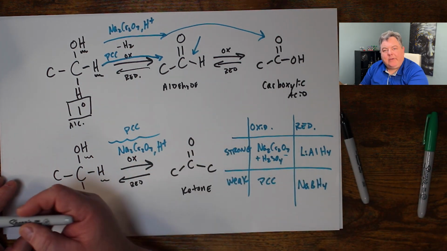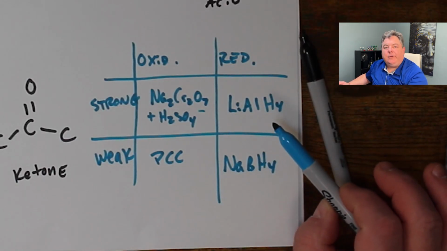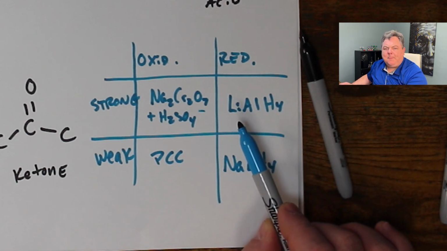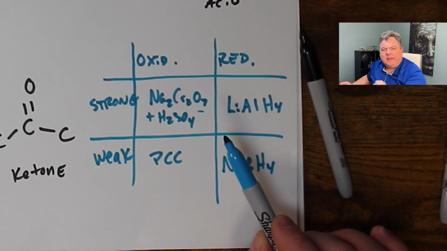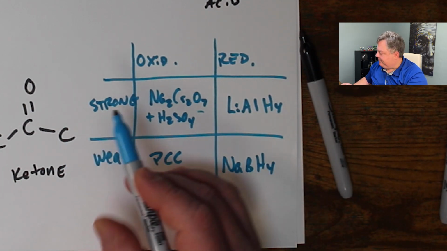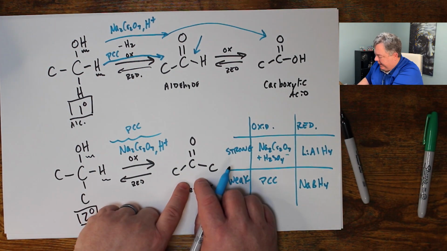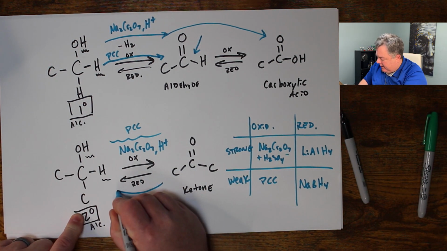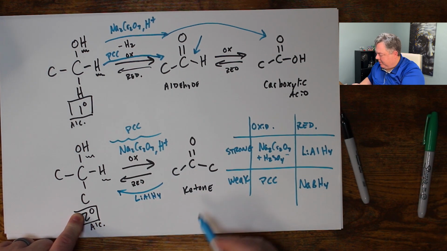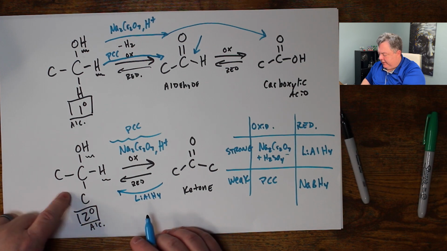Let's look at going the other way with strong and weak. Previously in other videos on reductions, we saw that LAH, lithium aluminum hydride, is a strong reducing agent. It's the strong one. And sodium borohydride was our weak one. So if I take a ketone and I add LAH, lithium aluminum hydride, I can reduce from a carbonyl to the alcohol.